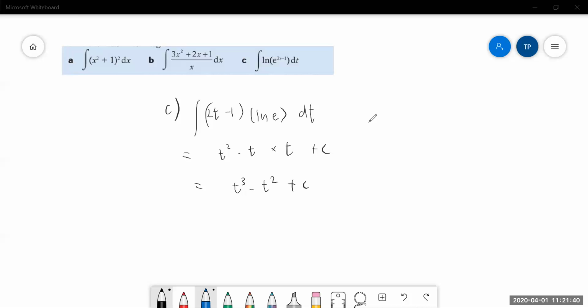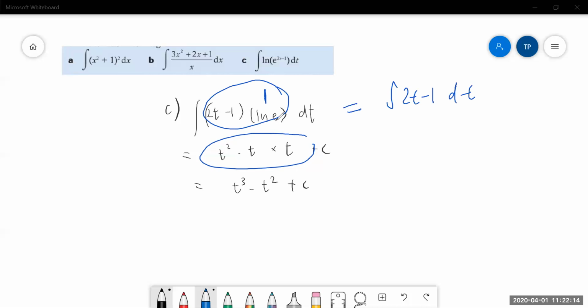Yeah. This is right. What? How do you even get this? Wait, yeah. When you ln e means 1, right? Yeah. So you'll be left with this. I thought when you integrate it you'll be left with 1. No, you have to simplify this part first, right? Before you can even integrate. Yeah, so it's just t squared minus t plus c.